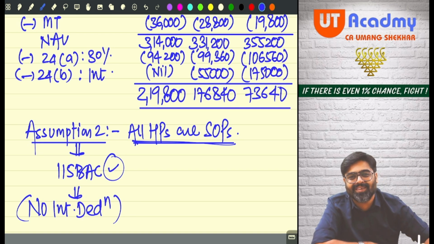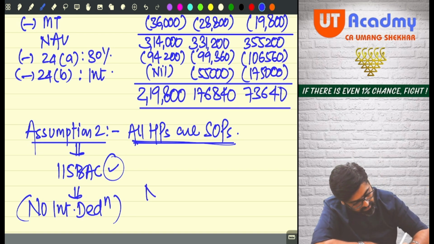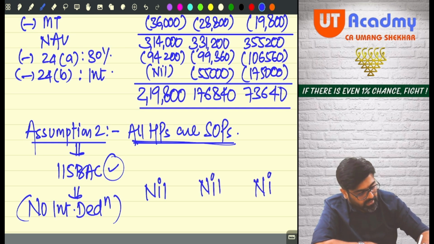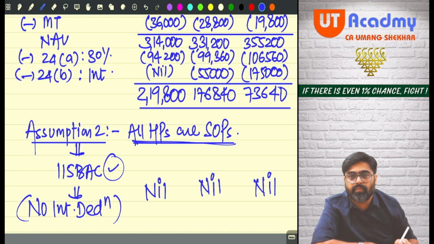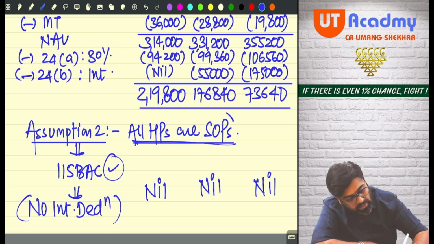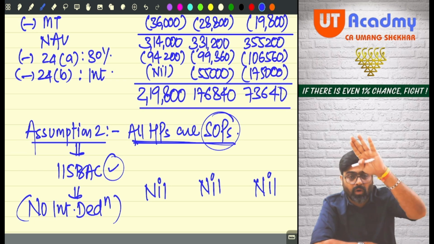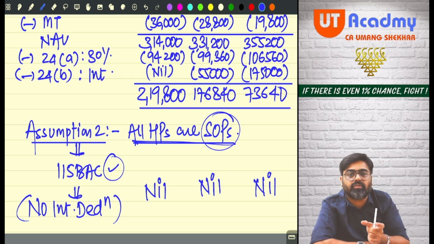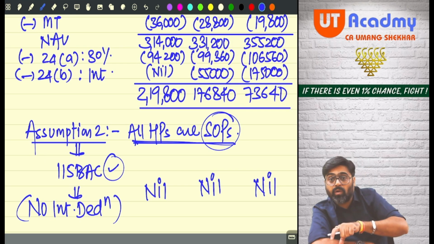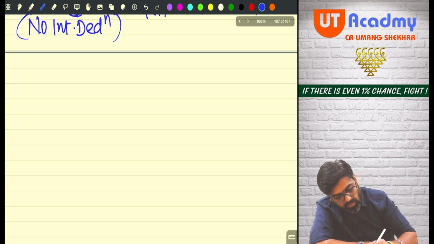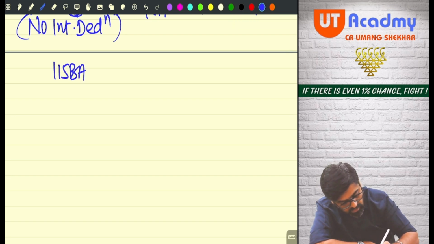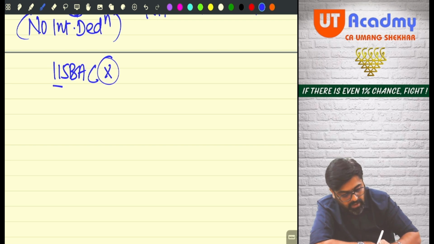So house 1, the final income will be nil. House 2, final income will be nil. House 3, final income will be nil. This is when you follow 115BAC. Now what if all the properties you are treating as SOP, what will be the income of the first property if it is SOP and you are not following 115BAC? Yes or no? So now what you will do? Second assumption, you will not take 115BAC.